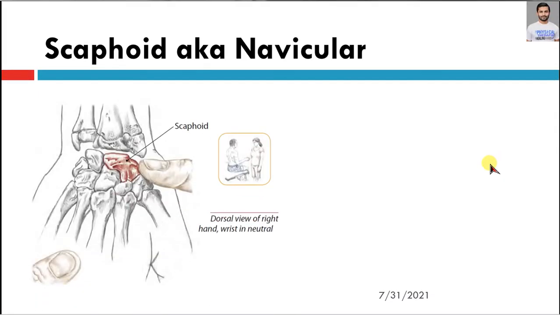Then the scaphoid and the navicular. Like the triquetrum was the first bone that you jumped to from the styloid process of the ulna, in this case, if you move distally from the styloid process of the radius, this is the first bone that you can palpate easily, and this is called the scaphoid, also known as the navicular.